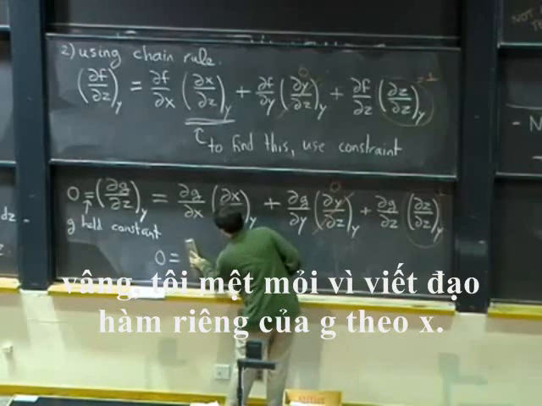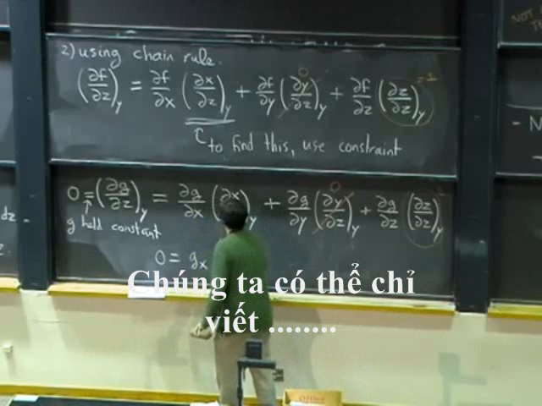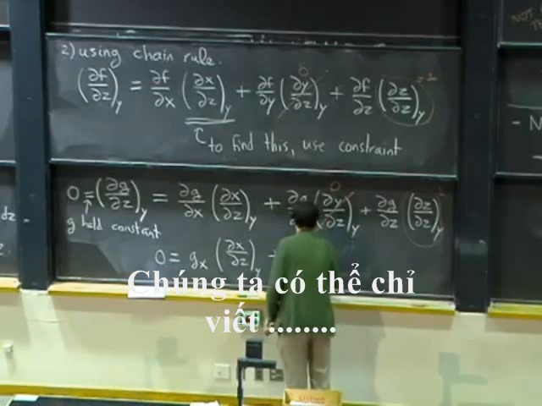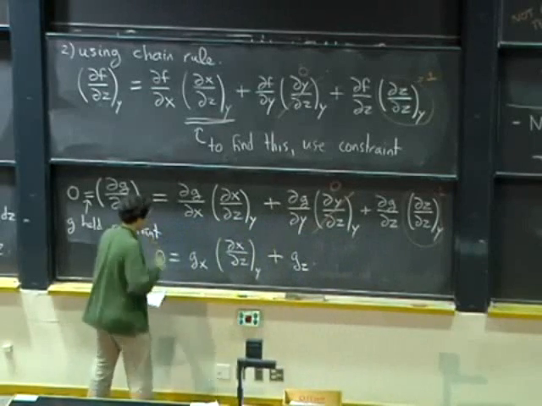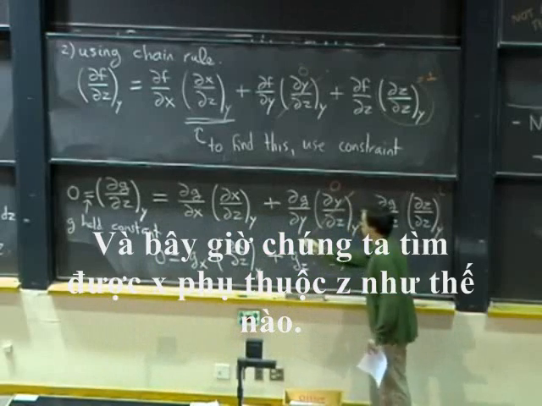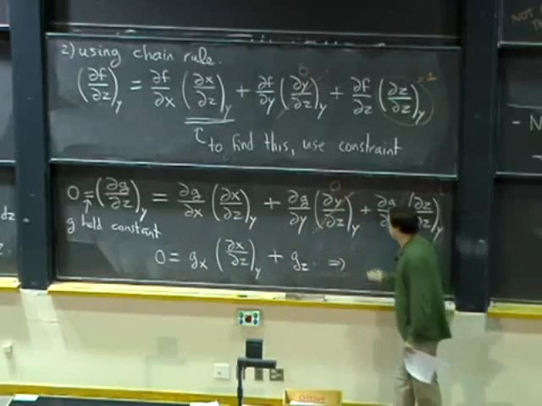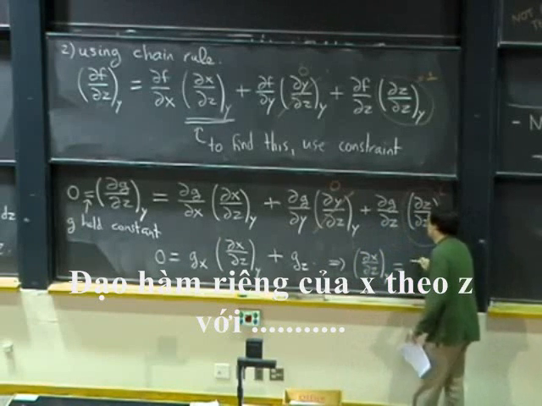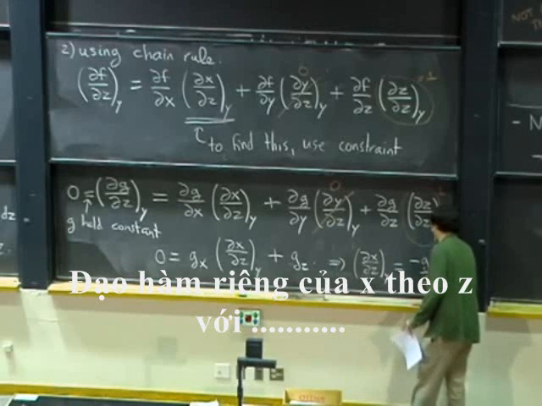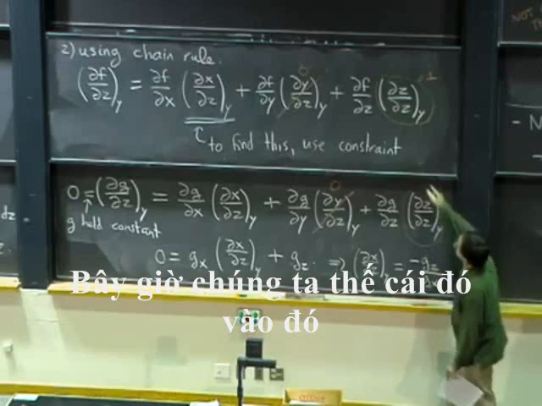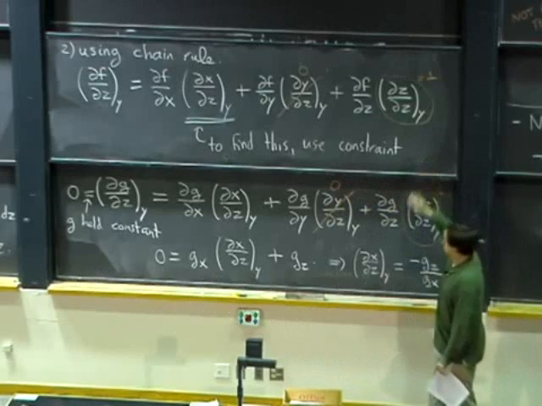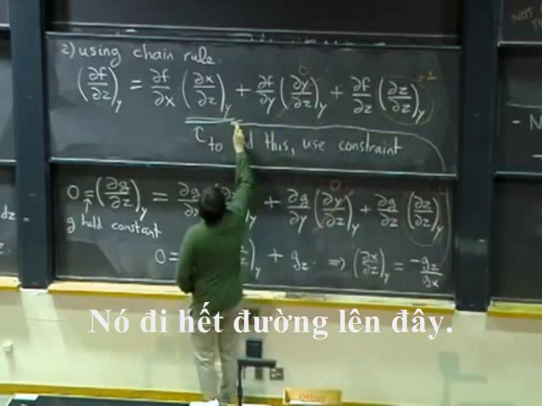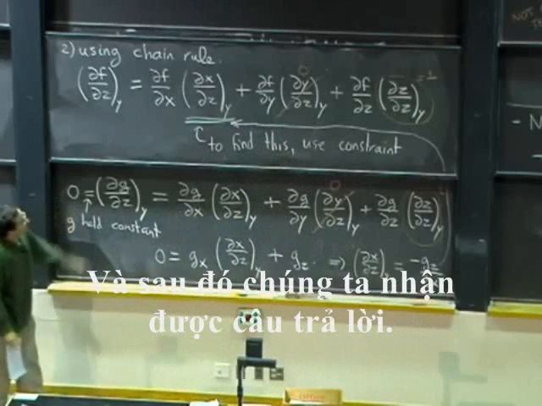Well, I'm tired of writing partial g, partial x. So let me just write g sub x times partial x, partial z, y constant, plus g sub z. Okay, and now we found how x depends on z. Partial x, partial z with y held constant is negative g sub z over g sub x. Now we plug this into that and we get our answer. I guess it goes all the way up here. Okay. And then we get the answer.